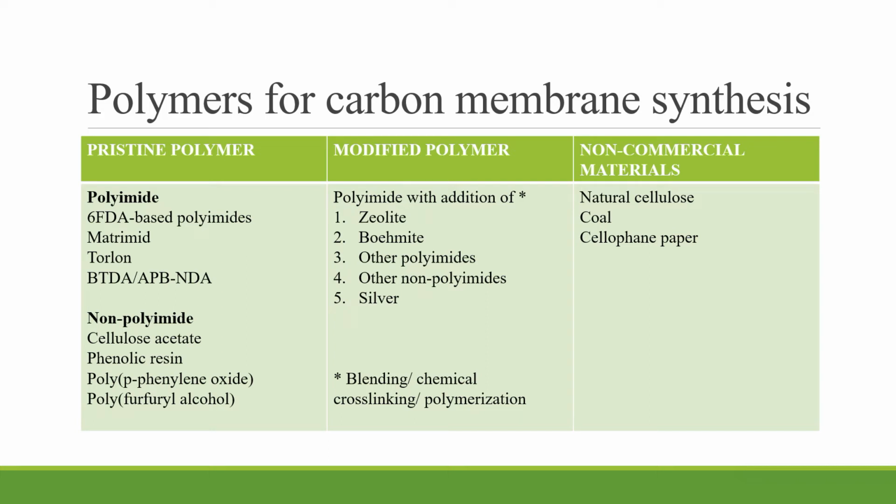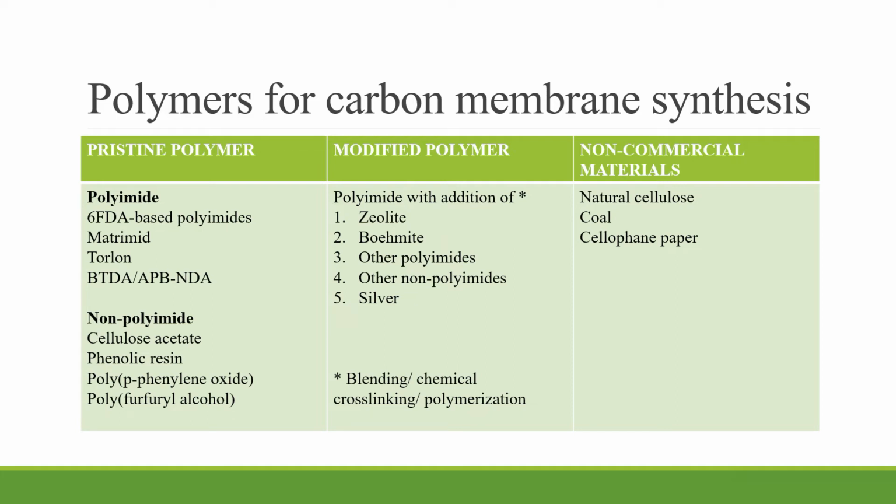For the modified polymers, for example, polyimide with addition of zeolite, bromide, or other polyimides. For example, Matrimid and toluene are blended together, and then you also mix with other non-polyimide polymers. Some of them also add other materials, like metals such as silver.